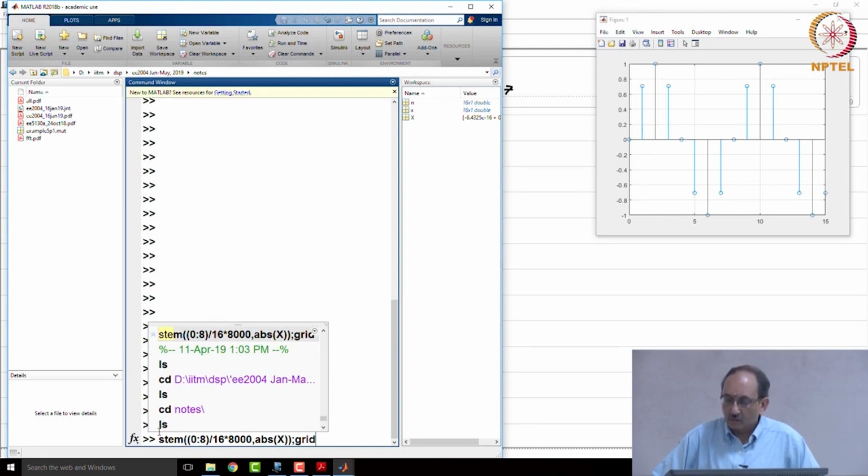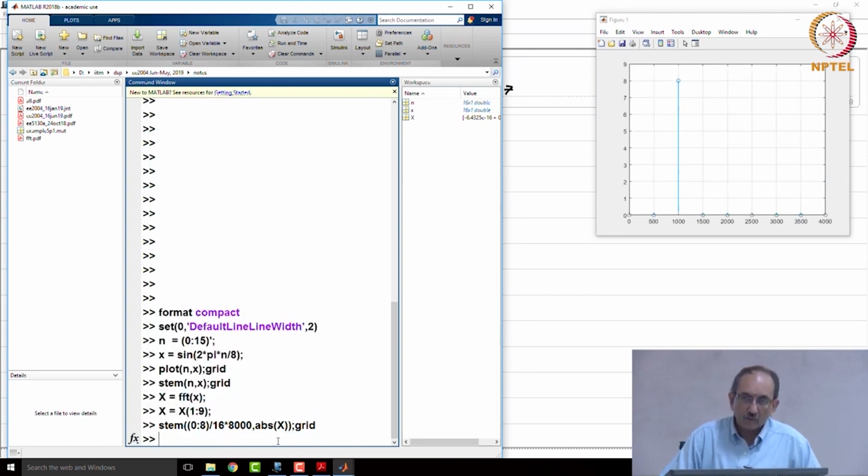And then remember, to show the bin index in terms of true frequency, we use the formula k by N times fs. So the index is captured here, k by N, N is 16, fs is of course 8 kilohertz, and then we are plotting the absolute value, and this is the stem plot.